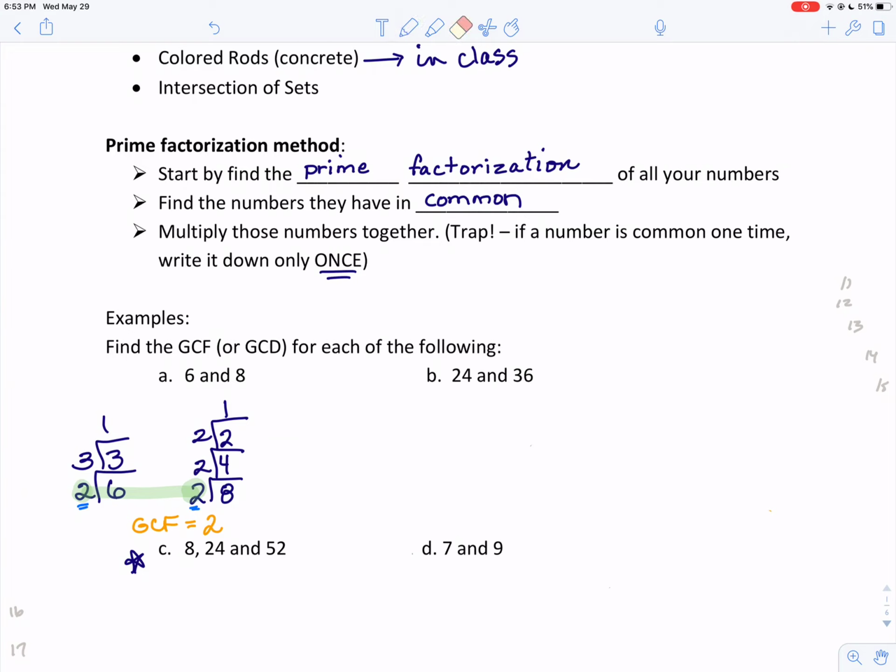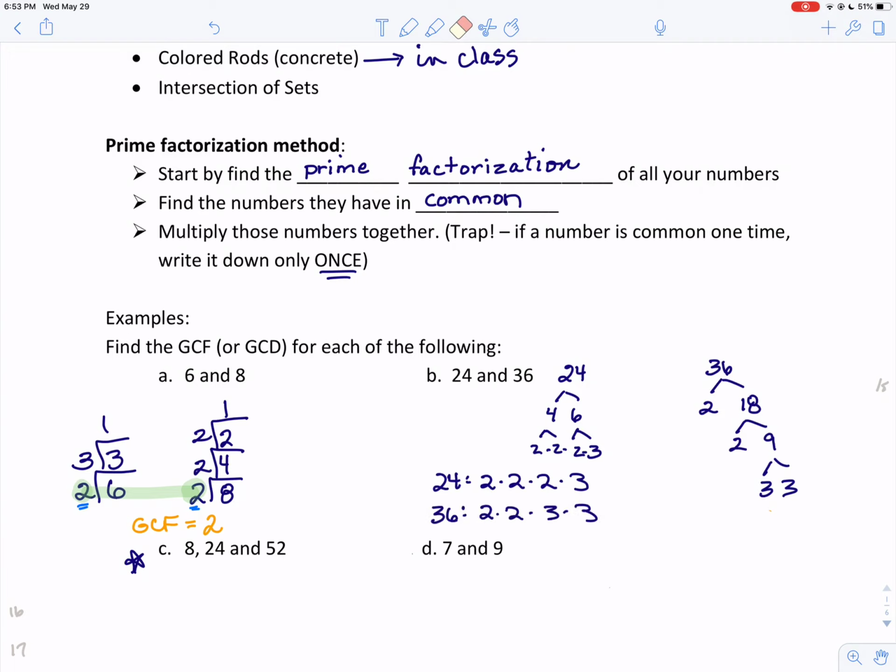The next one, 24 and 36. First, we'll find the prime factorization. This time, I'm going to find the prime factorization of 24 using factor trees, and then 36 using factor trees. So I wrote them down beside each other to make it a little bit easier. Notice they have this 2 in common, that 2 in common, and then that 3 in common. So if you multiply all those together, the 2, the 2, and the 3, you'll get 12. So the greatest common factor or divisor for 24 and 36 is 12.